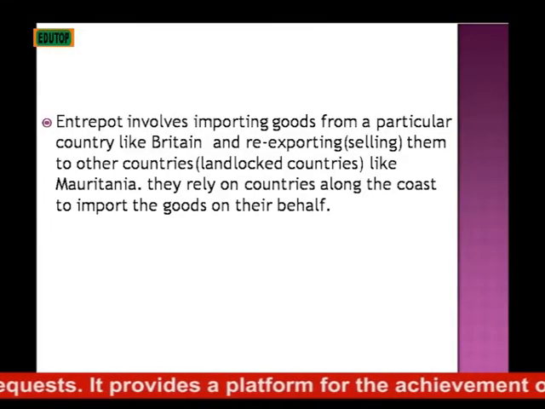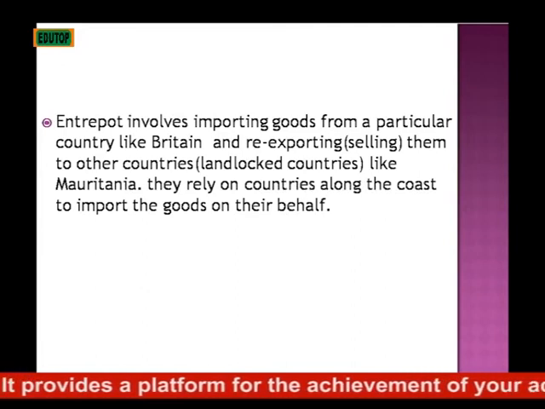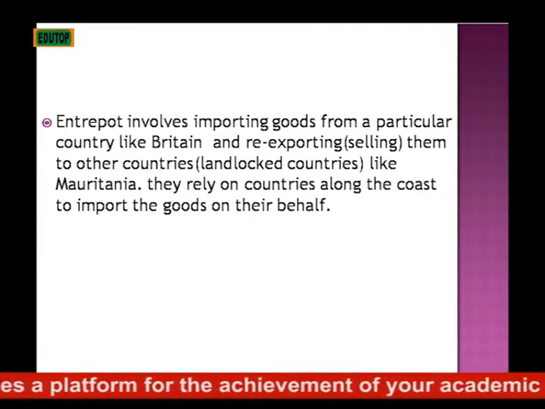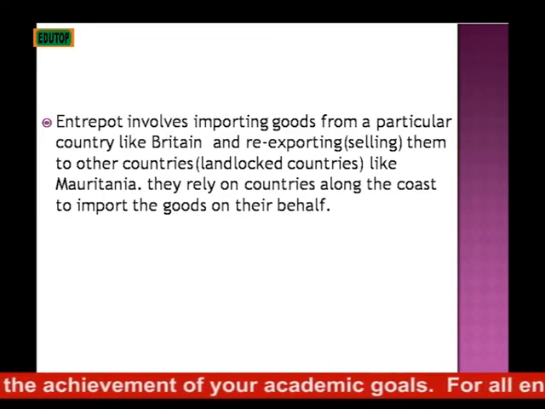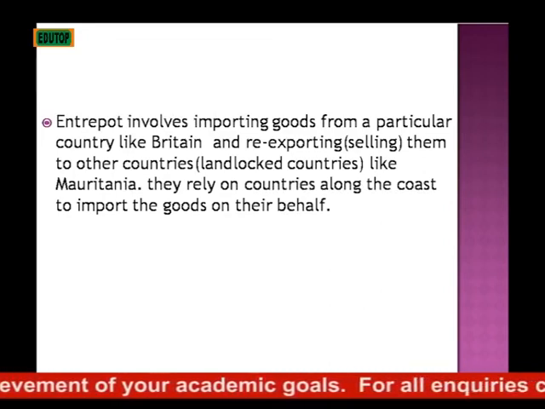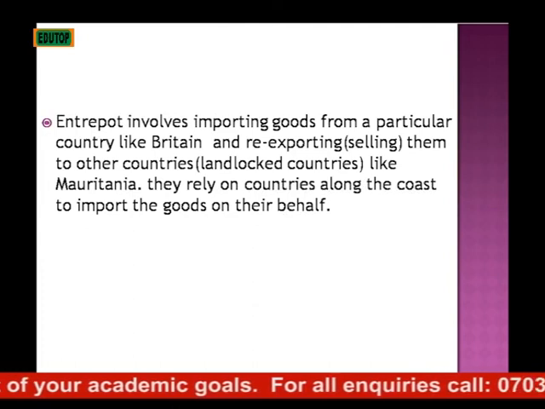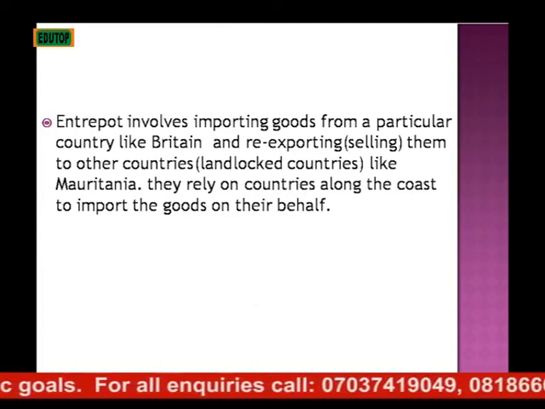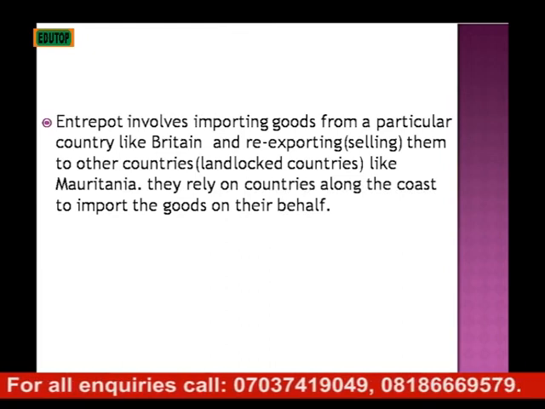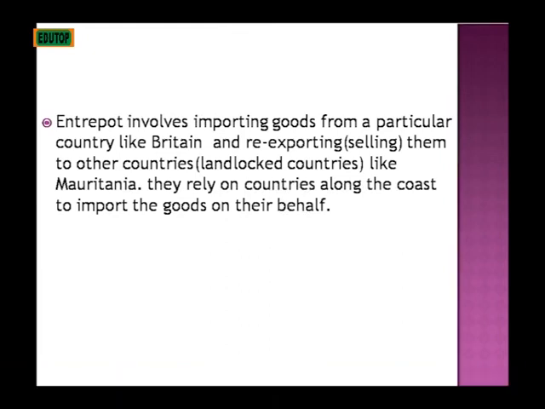Entrepot involves importing goods from a particular country like Britain and re-exporting, that is selling them to other countries. Those countries are landlocked countries like Mauritania. So they rely on countries along the coast to import the goods on their behalf.